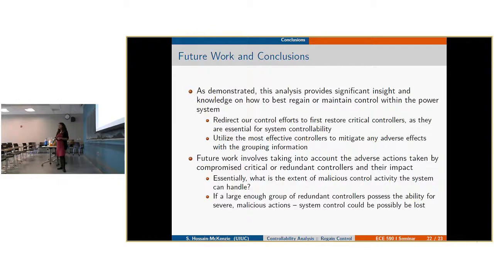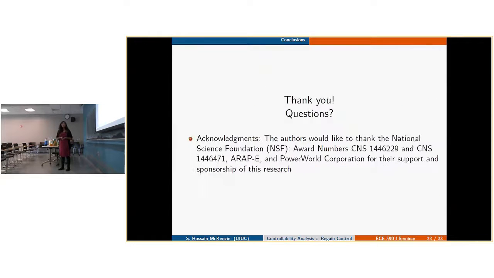In this case, when we had the redundant controls compromised, we said full system control is still maintained. But we also need to consider the adverse actions, the extent of malicious activity those controllers can do, and see how that impacts the system controllability, because we could have a set of redundant controllers doing enough malicious actions that system control can be lost. And that's the next step that we're doing in this research. So yeah, thank you. Questions?